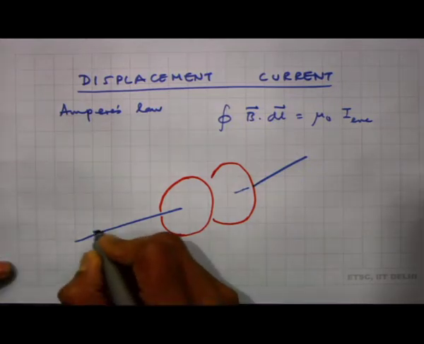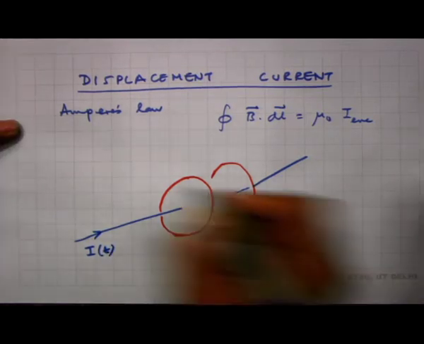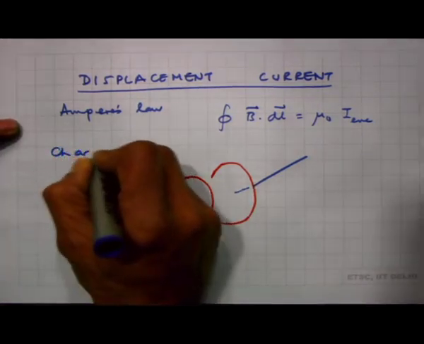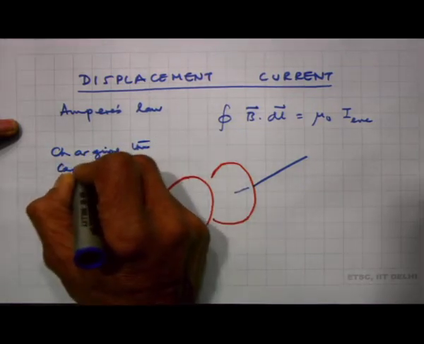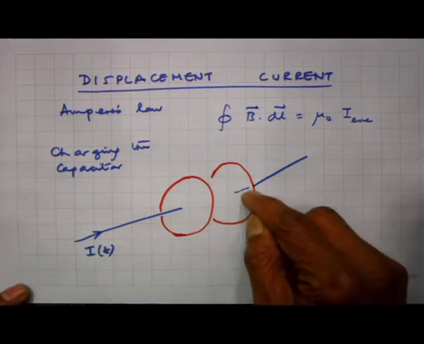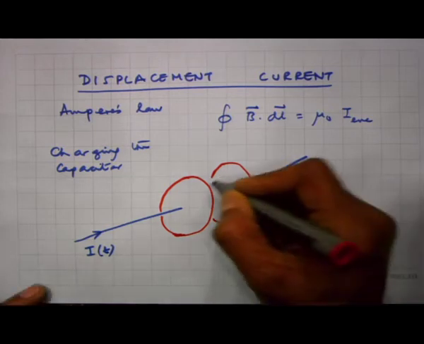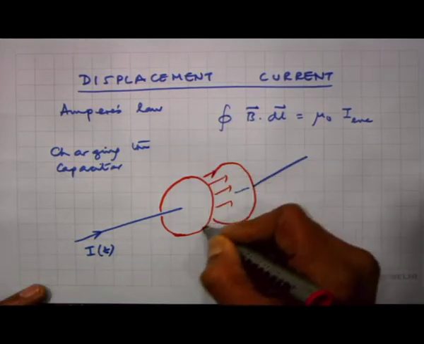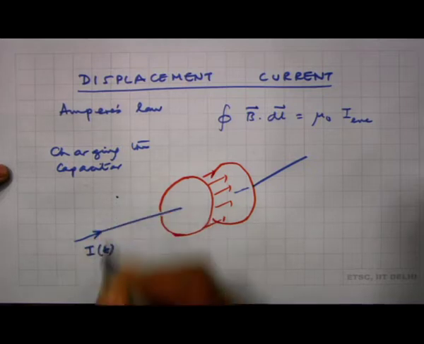So, what I am going to do is assume that there is a current which is changing as a function of time, that is, I am charging the capacitor. Charging the capacitor means as time progresses, this gets positively charged and that gets negatively charged. So, you have a potential difference, and between these two plates there will be an electric field pointing in this direction. Now, my objective is to find out what is the magnetic field at this point.